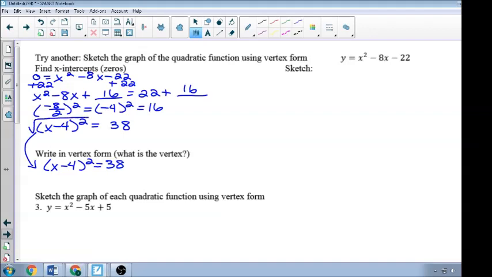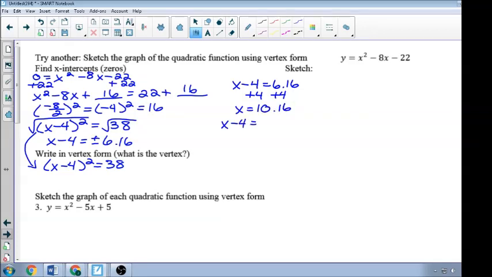Now I can come back up here, divide, take the square root. I end up with x - 4 = plus or minus 6.16. Now I can split up my two equations. x - 4 = 6.16, and we'll go ahead and add 4 there. x = 10.16. And then x - 4 = -6.16. If I add 4 to that, I end up with x = -2.16.